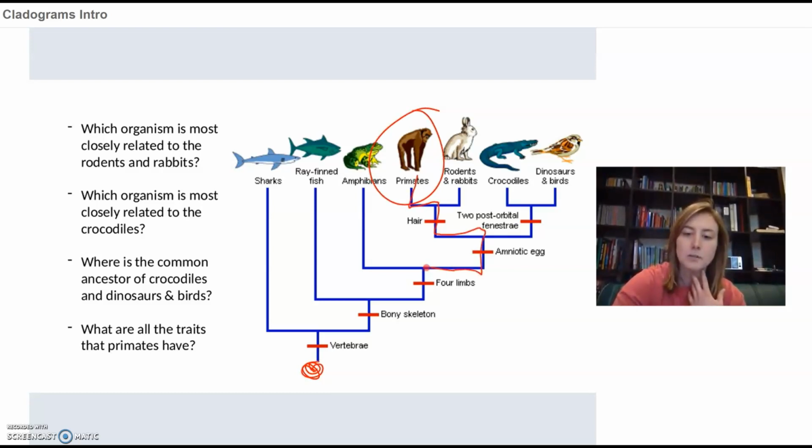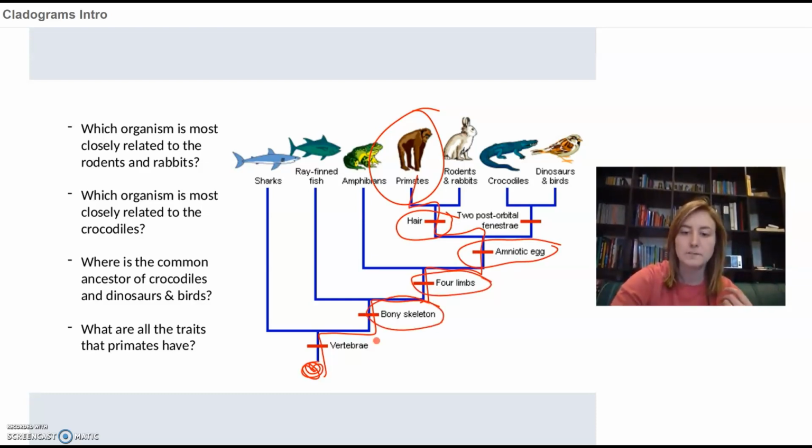So I'm going to start over. I'm not going to go to the amphibians. I'm going to keep going backwards, backwards, backwards until I get to here. Now, after I trace that path backwards, any trait that I passed through when I was tracing that path would be a trait that the primates have. So we know that primates have hair because I crossed that trait. We know they have an amniotic egg. We know that they have 4 limbs, a bony skeleton, and vertebrae. But we know they don't have the 2 post-orbital fenestrae because I didn't cross that trait. So they would just have the traits that I crossed when I traced that path backwards to the beginning of my cladogram.